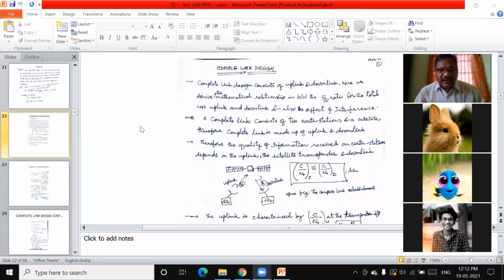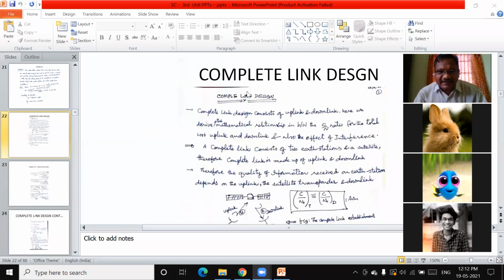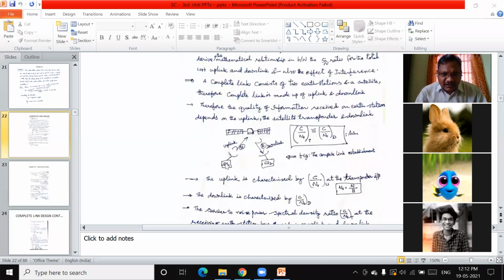Okay, right. Thank you. And now please see, this is the complete link design. As I said earlier, complete in the sense that here is the satellite, Earth Station 1, satellite, and Earth Station 2. Please all of you follow this cursor. This is the complete link design.